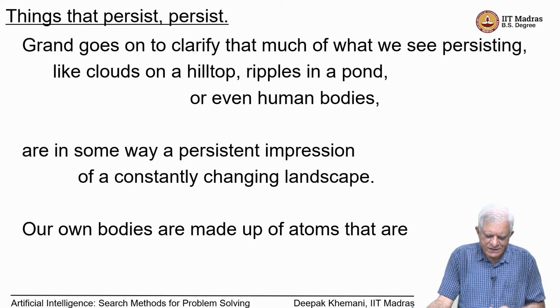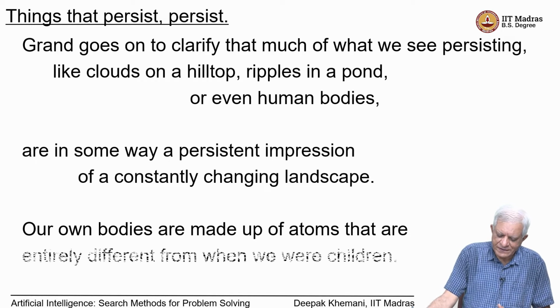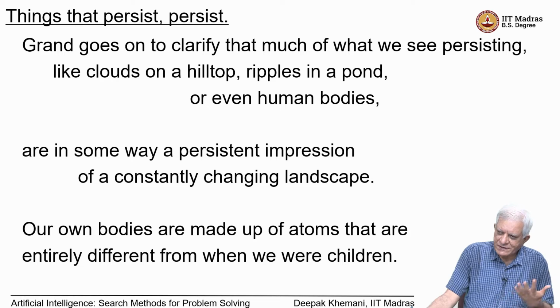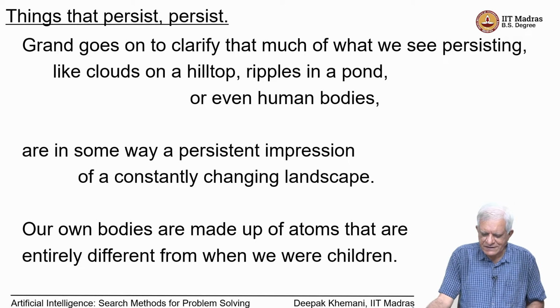He also says that our own bodies are like that. We are made up of a certain number of atoms, and the atoms that we have currently are entirely different from when we were children. So how do you define yourself or your body essentially? You can't define it in terms of the atoms that make you up, because those atoms come and go. But somehow there is a persistent image of a human being. That's true for every object that we see essentially.